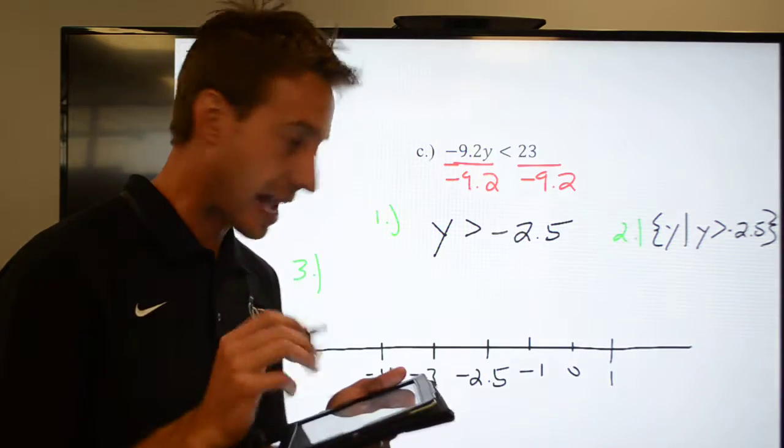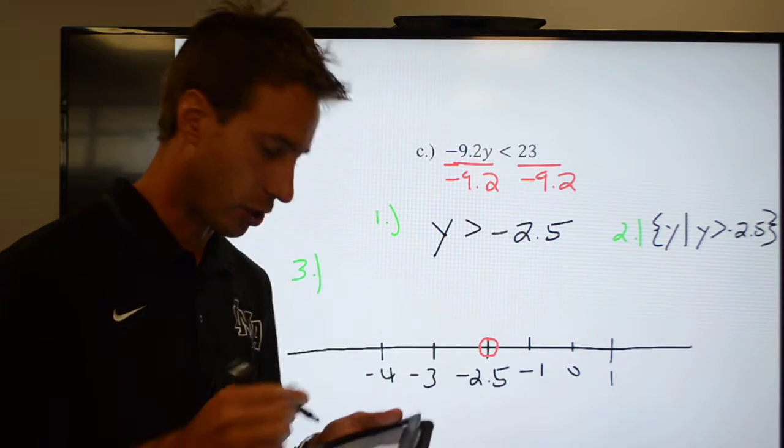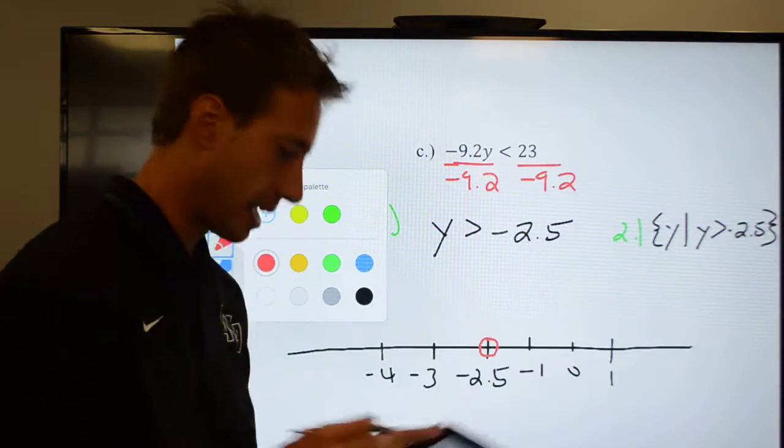Yeah, I would agree with that. It is strictly greater than. It's going to be an open circle. And everything greater than negative 2.5 is going to be everybody going in that direction.